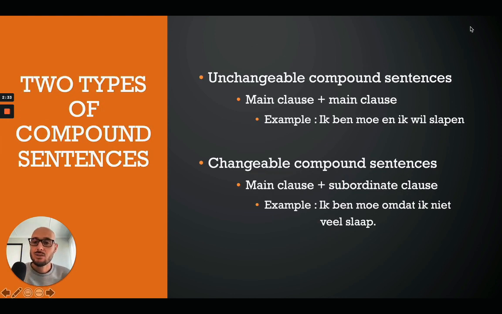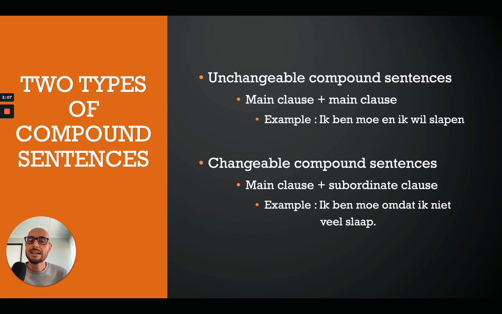So as you can see, we have two types of compound sentences. Personally, I like to call them the unchangeable compound sentences and the changeable compound sentences. Now, what does that mean? Well, let's look at the example. We'll start off with the unchangeable compound sentences. We've got a main clause and another main clause. Our example is "ik ben moe en ik wil slapen". I am tired and I want to sleep.